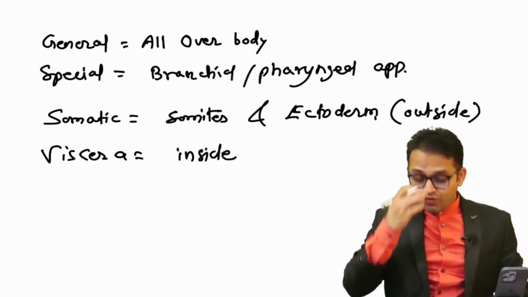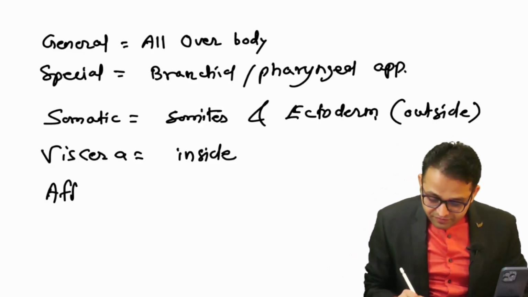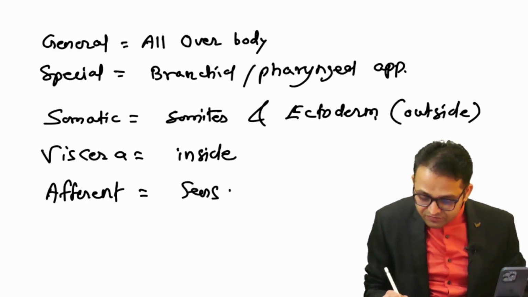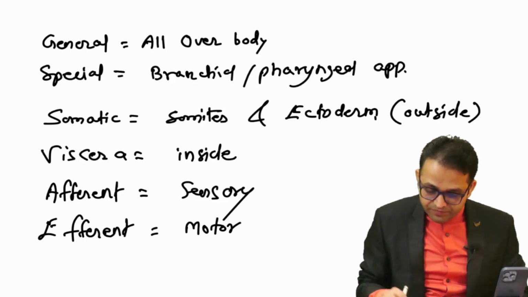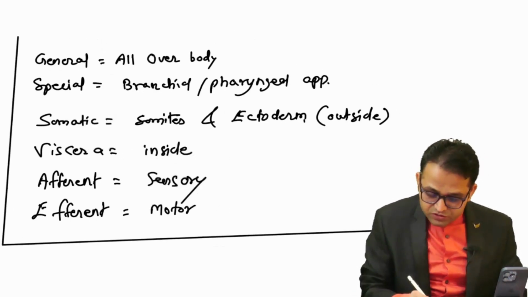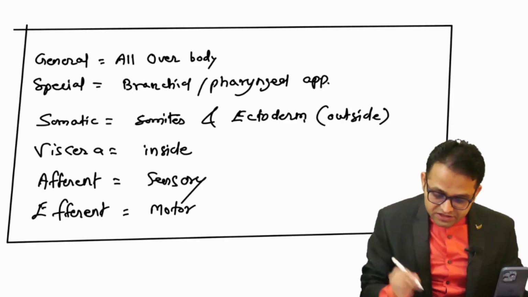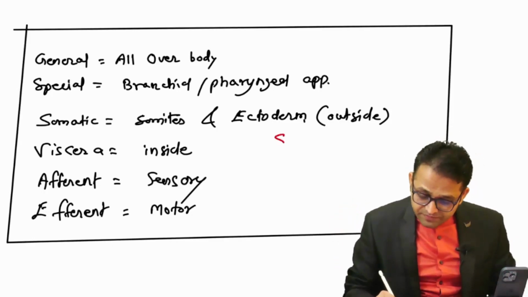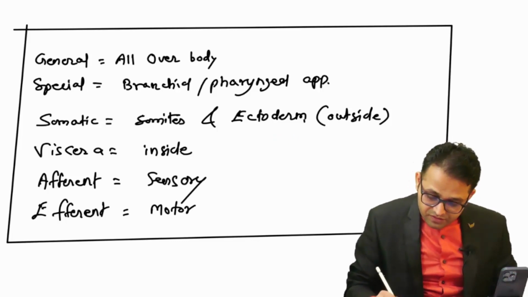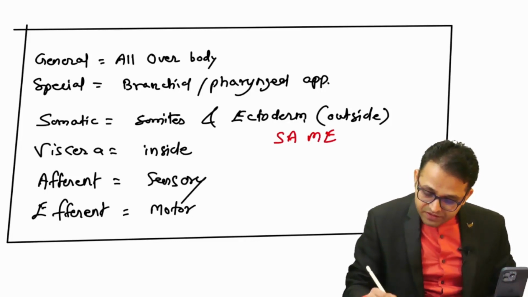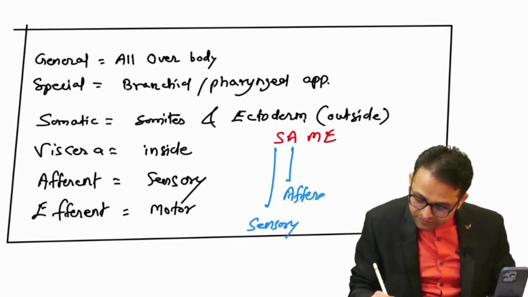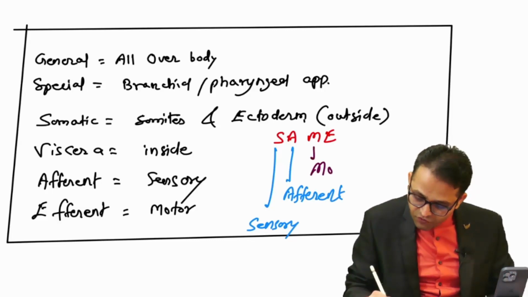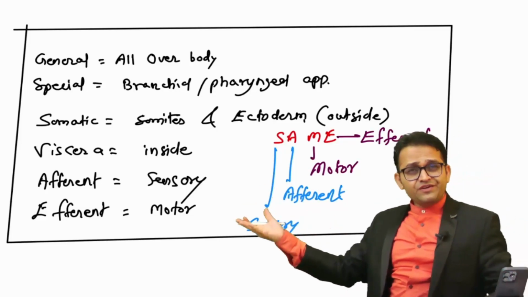Now you have to remember what afferent is. Afferent means sensory, and efferent means motor. This is your basic concept. Without knowledge of this, you cannot crack the INICET question pattern. I told you one more thing, the formula: SAME. S for sensory, A for afferent, M for motor, and E for efferent. Hope you all are getting the point.